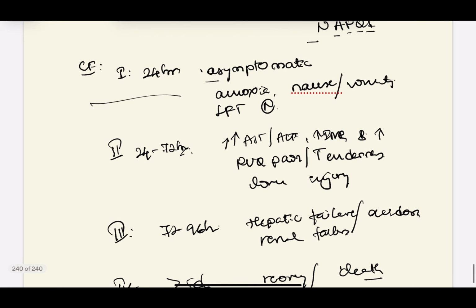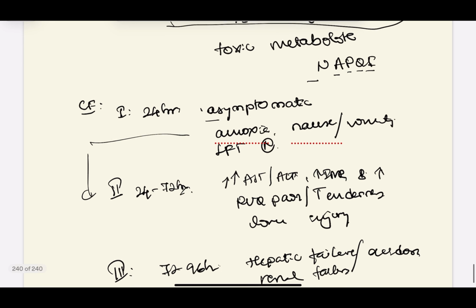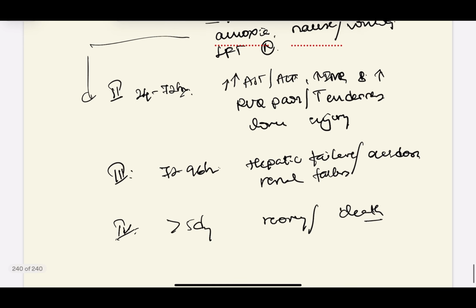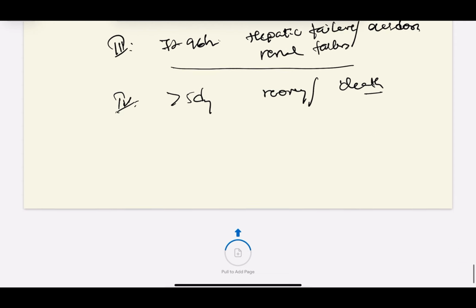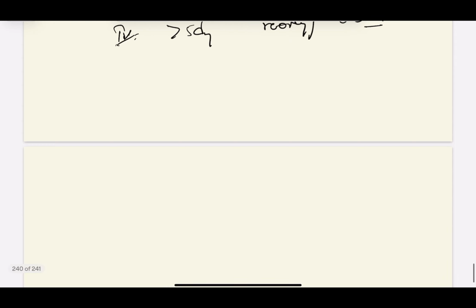Most of the patients will present in stage 1, and only 5% of them will progress to stage 2. Acetaminophen or paracetamol poisoning is the leading cause of acute liver failure in the US, UK, and most of the European countries. So this is about the clinical features, and now let's focus only on management.